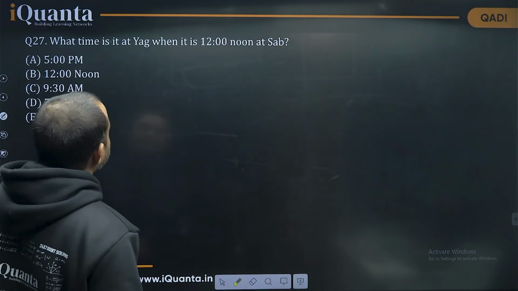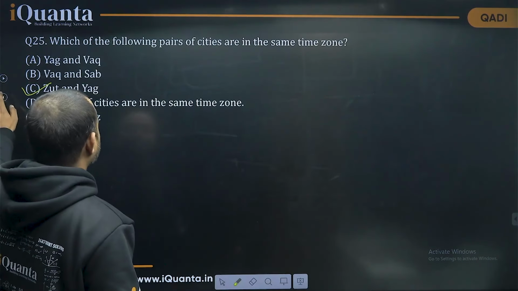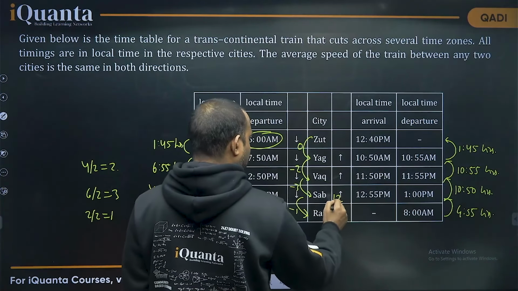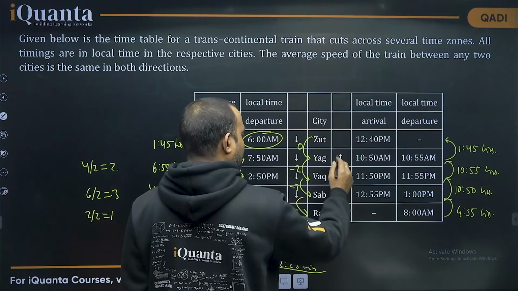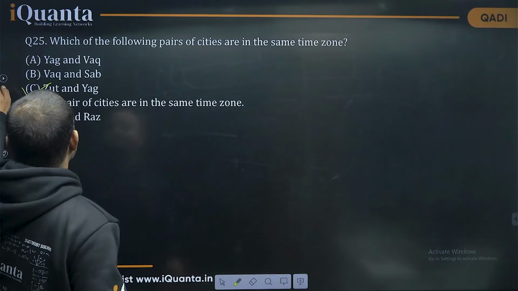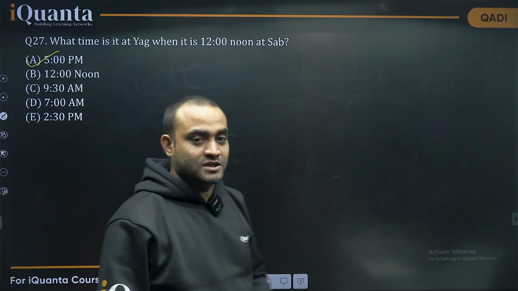What time is it at YAG when it is 12 noon at SAB? If this is 12, then 3 hours ahead is 3 and 2 hours ahead is 5. So this will be 5 p.m., which is option A.